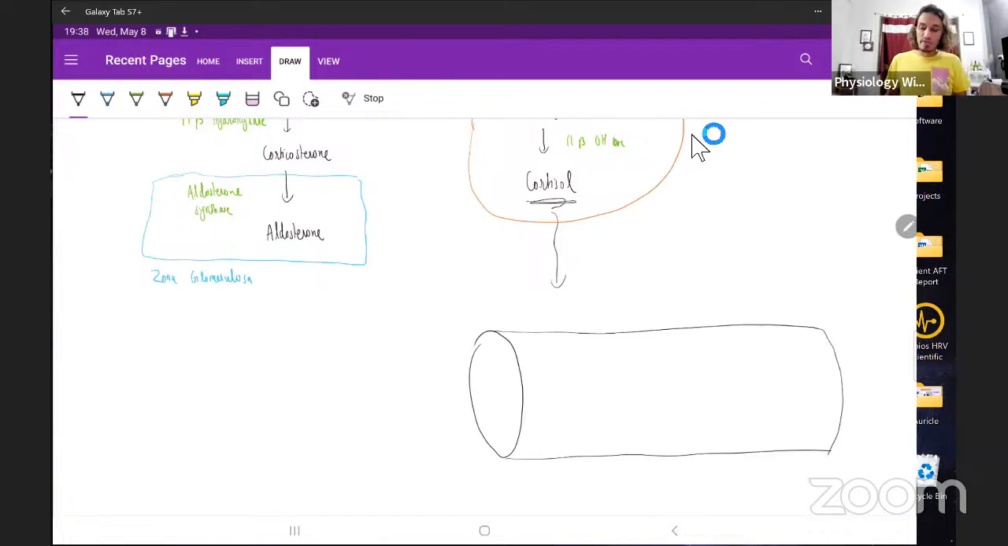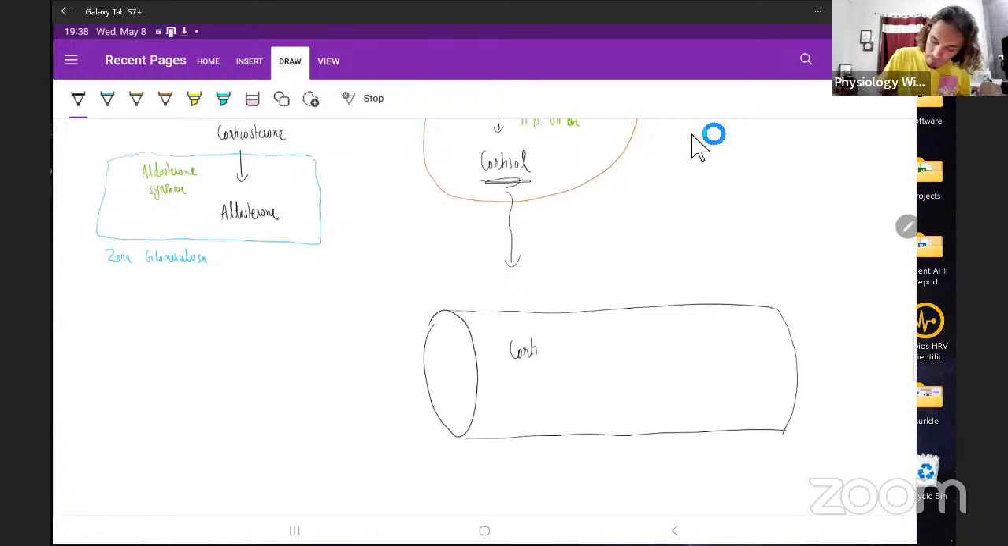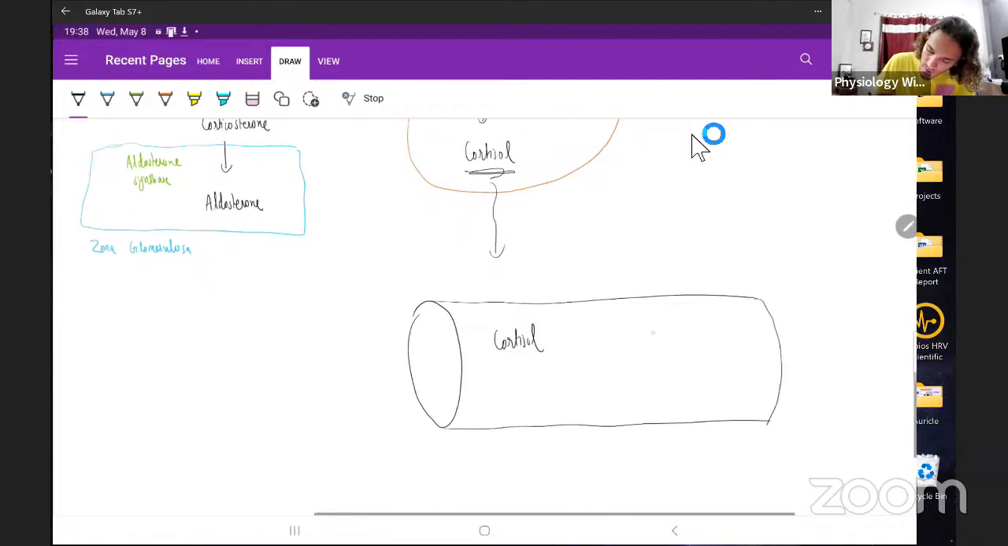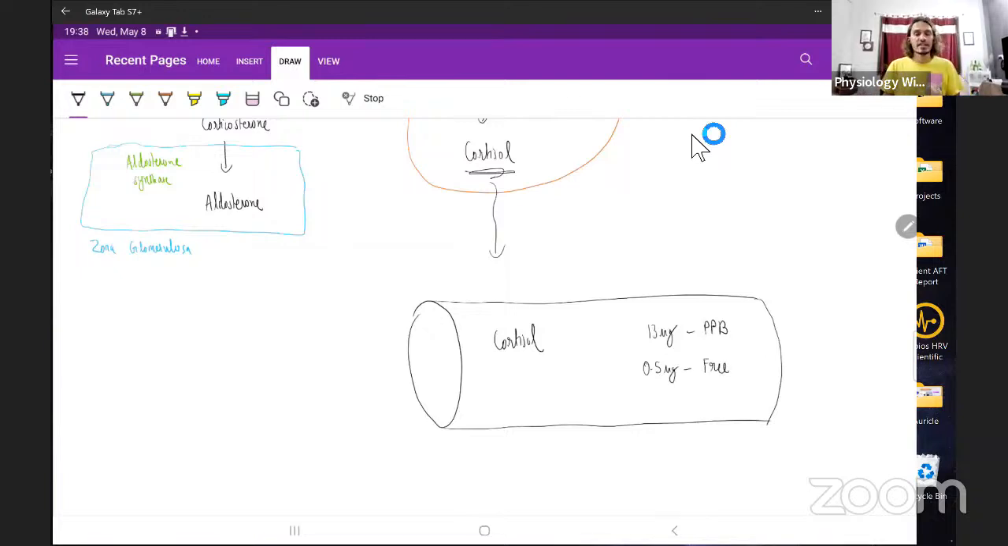The cortisol which is going into the circulation, what type of hormone is this? Steroid hormone. Steroid hormones are lipid soluble, not water soluble, so they cannot easily pass through your plasma. So they have to be bound with some sort of plasma protein. Generally we say that around 13 microgram of your cortisol is plasma protein bound, while around 0.5 microgram is existing in free form where it can act.